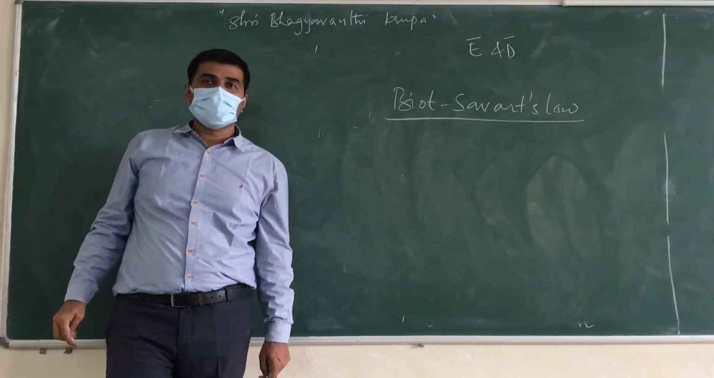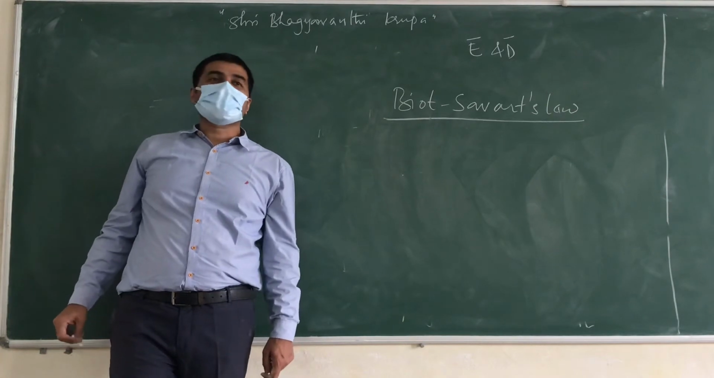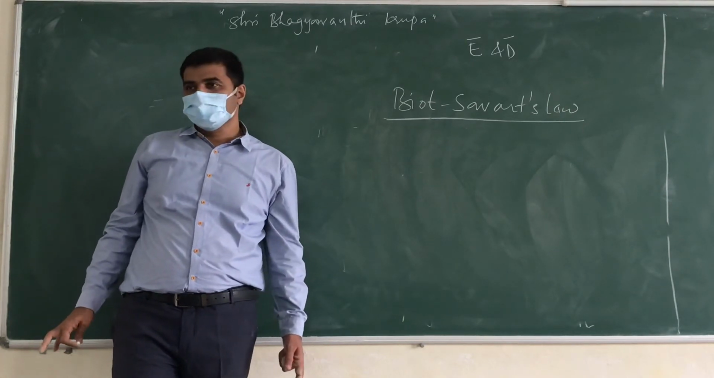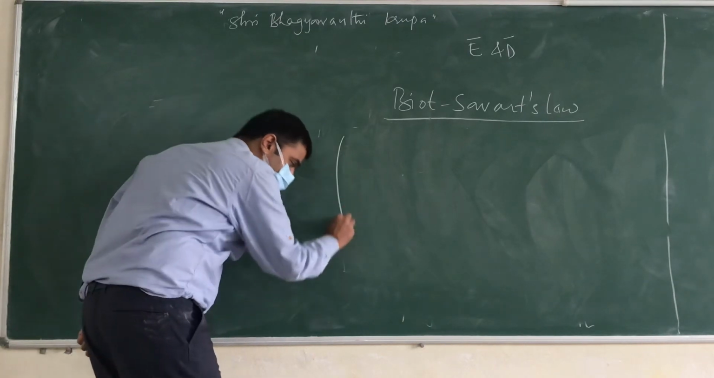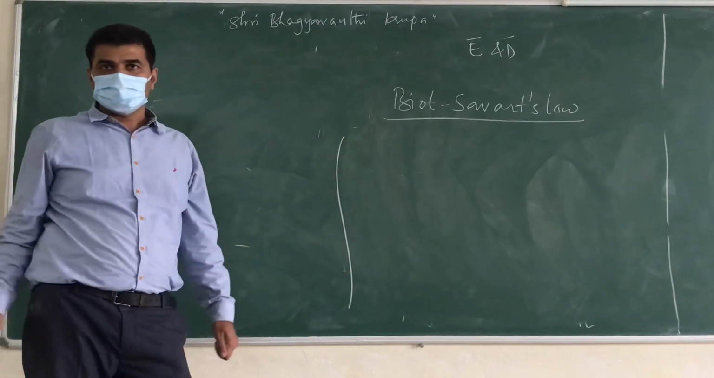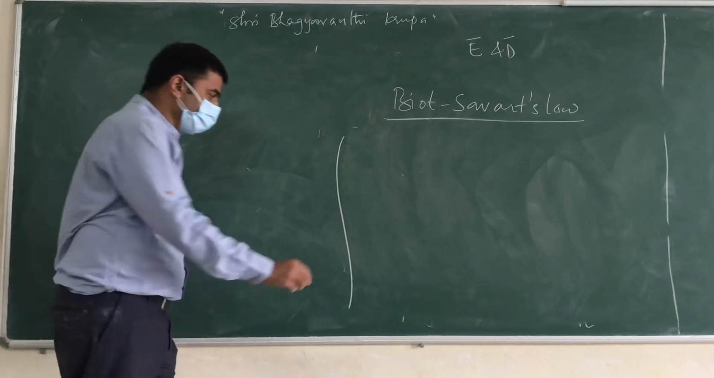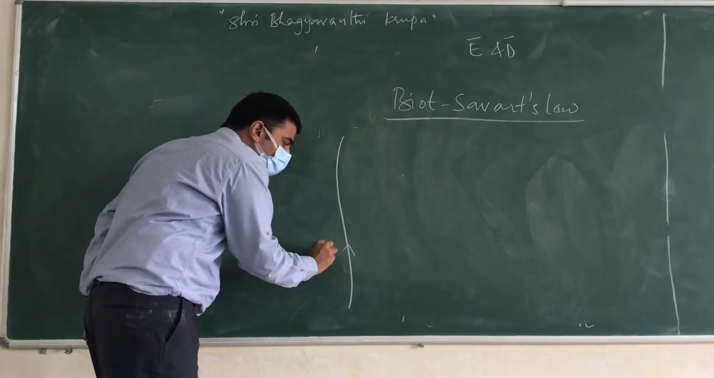Very important for exam. State and explain Biot-Savart's law for 6 marks. Let us consider, please take note, let us consider a conductor through which current I is flowing.